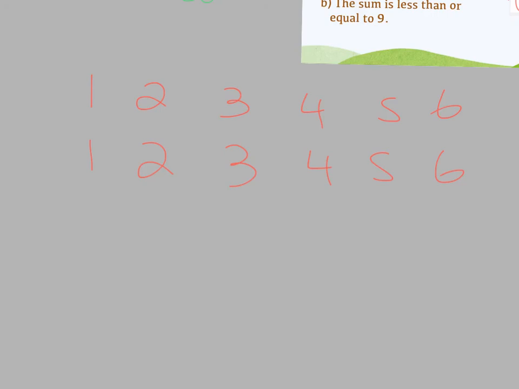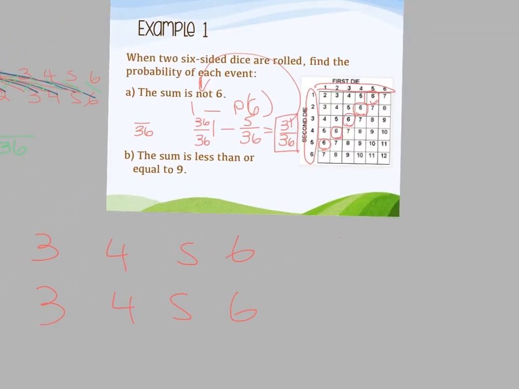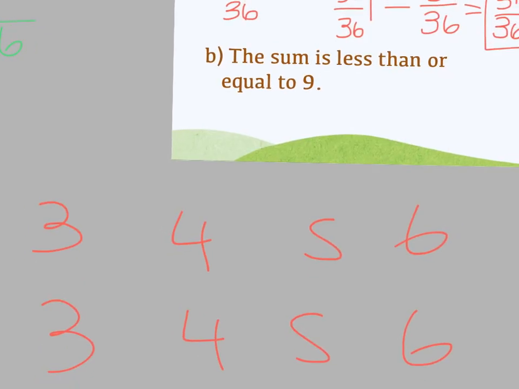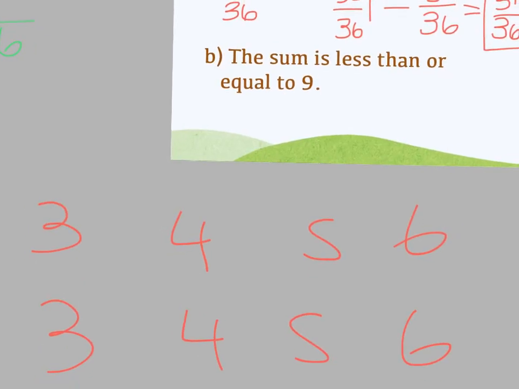Right. That's going to be way faster, right? Yeah. Does that make sense? Yeah? Okay. So for B, it says the sum is less than or equal to 9.